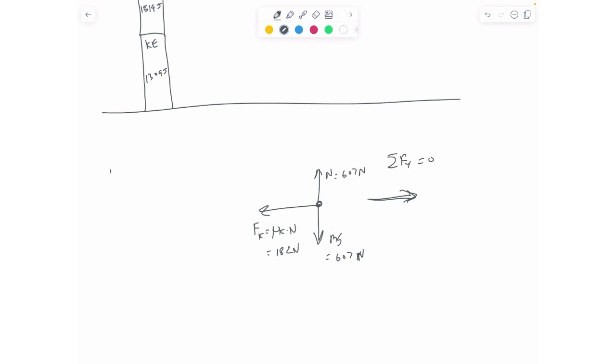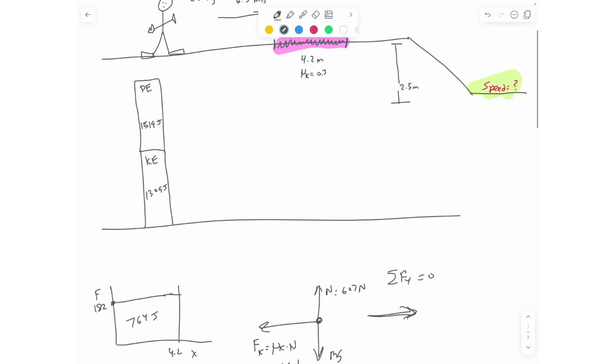And so if you did a force versus displacement graph, it's 182 newtons, right? So this is 182. And because the force is moving parallel with the object, you just multiply them together, okay? So this is the force, and the displacement was 4.2 meters. And if you remember, the area under the curve is the actual work. So 182 newtons times 4.2 meters is 764 joules of work. So that's how much friction is taking away from kinetic energy.